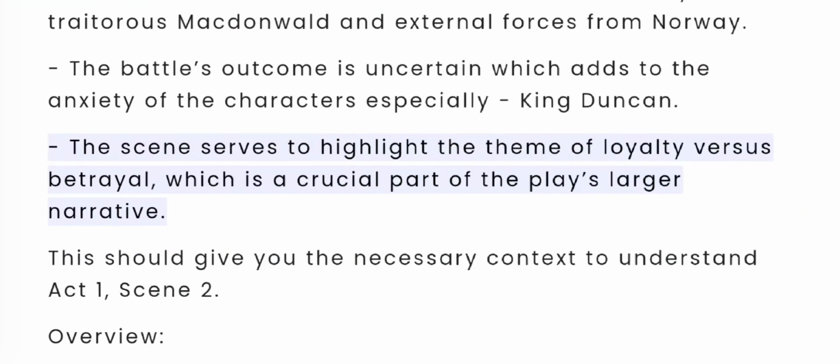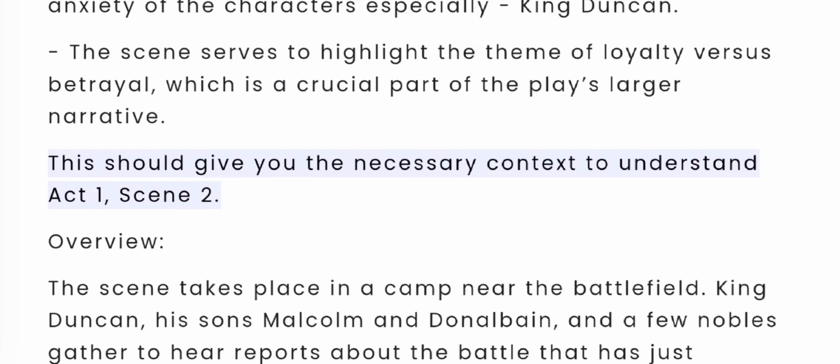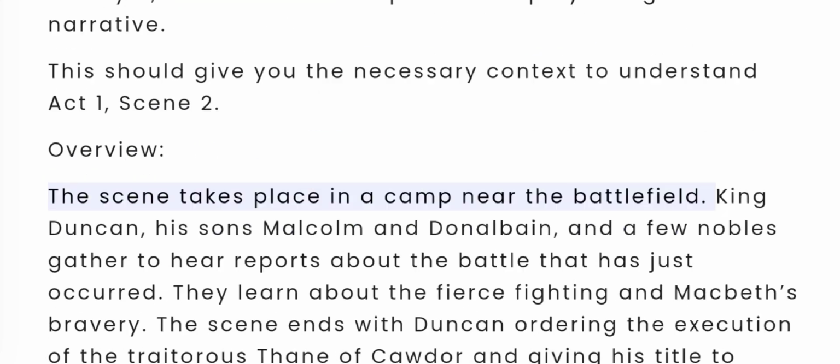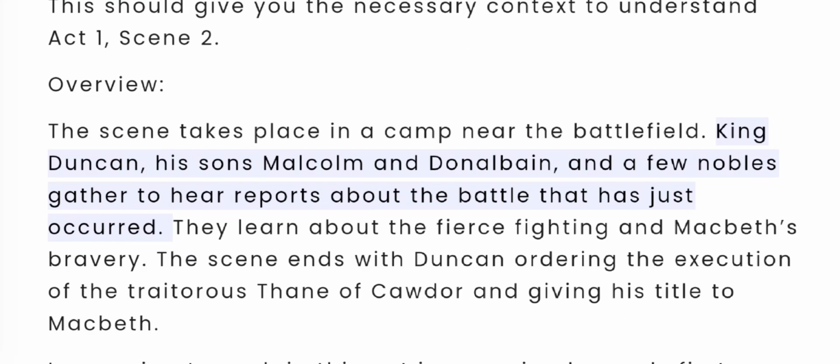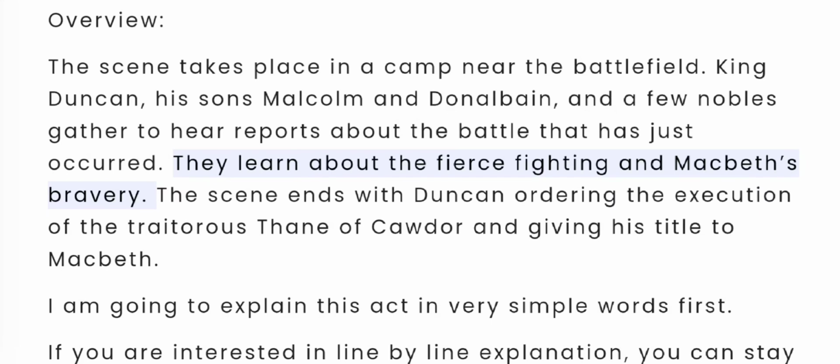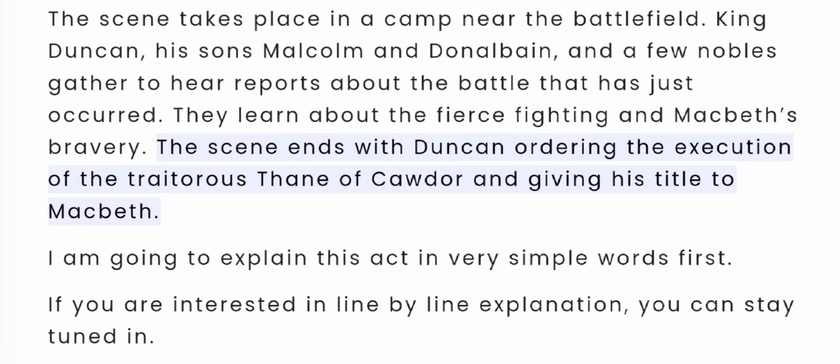This scene serves to highlight the theme of loyalty versus betrayal, which is a crucial part of the play's larger narrative. This should give you the necessary context to understand Act 1, Scene 2. Overview. The scene takes place in a camp near the battlefield. King Duncan, his sons Malcolm and Donalbain, and a few nobles gather to hear reports about the battle that has just occurred. They learn about the fierce fighting and Macbeth's bravery. The scene ends with Duncan ordering the execution of the traitorous Thane of Cawdor and giving his title to Macbeth.